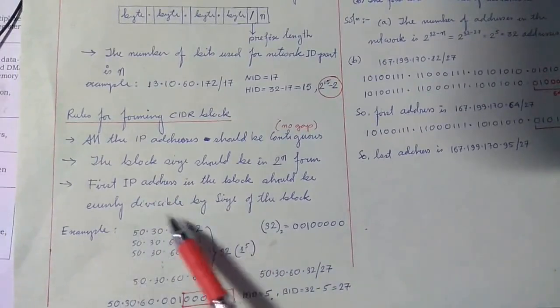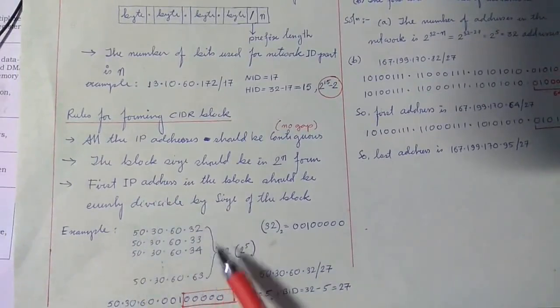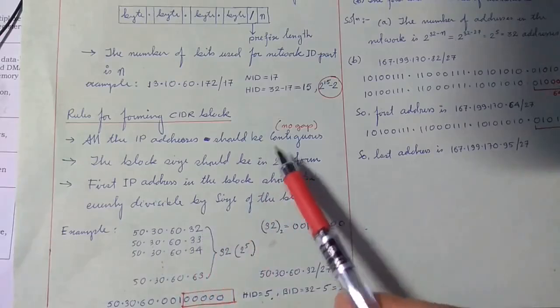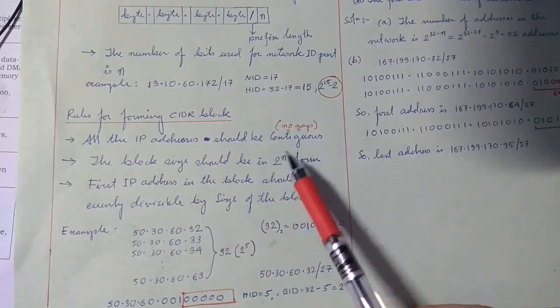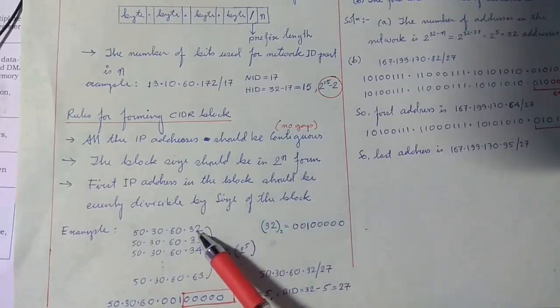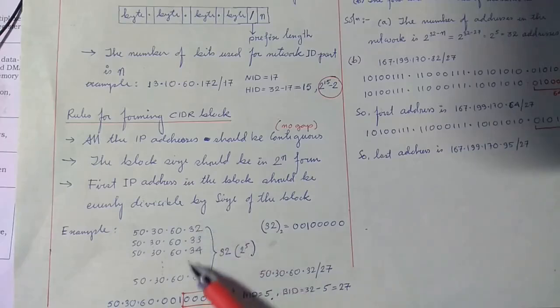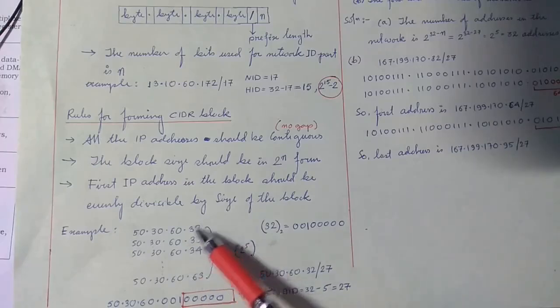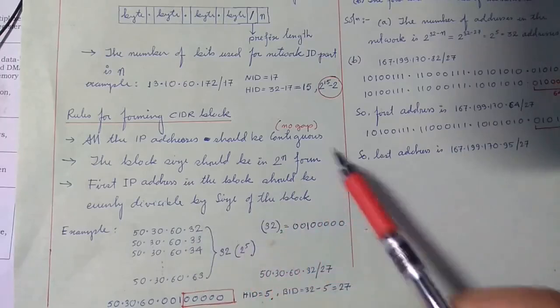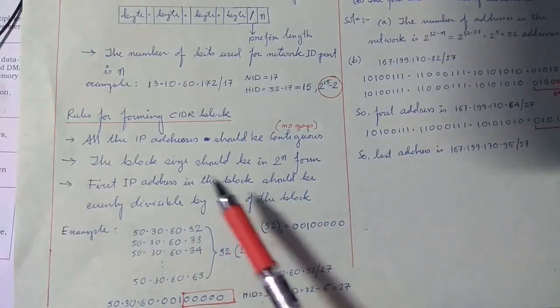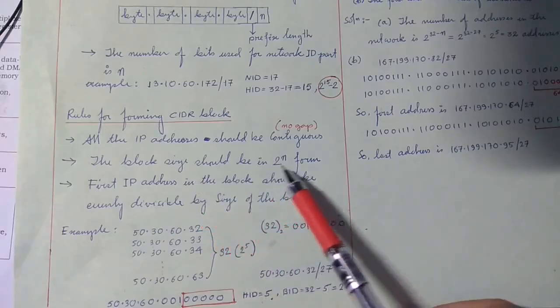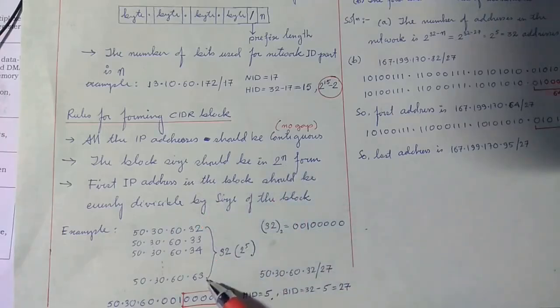So I have taken this whole block, and let us check whether it satisfies the first point or not. Since I have taken the block starting from 32, next it is 33, 34 and so on up to 63, they are all continuous. There is no gap while selecting these IP addresses. So the first point is checked. The second point: the block size should be 2 to the power n. When I count up to 63, it has 32 addresses, which means 2 to the power 5, so the size is in the form of 2 to the power n.